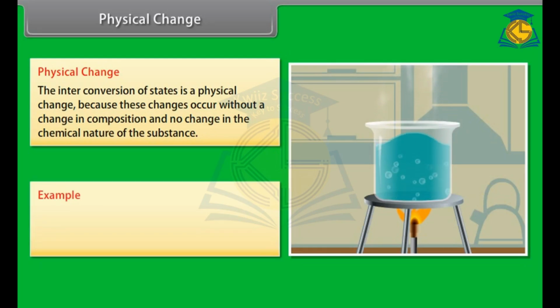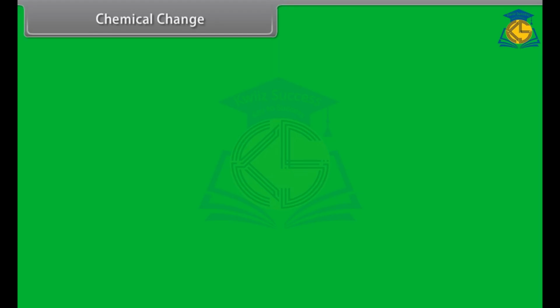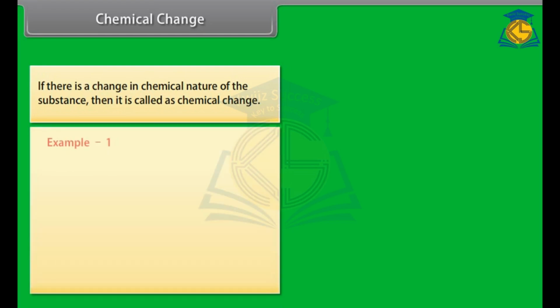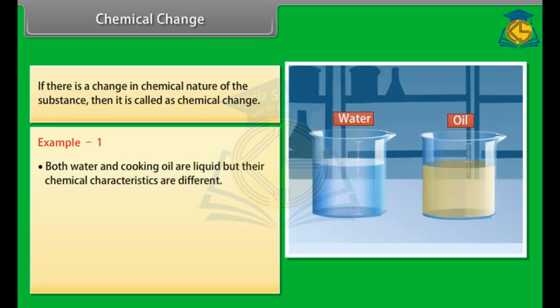For example, although ice, water, and water vapor all look different and display different physical properties, they are chemically the same. Chemical change. If there is a change in chemical nature of the substance, then it is called a chemical change. Example 1. Both water and cooking oil are liquid, but their chemical characteristics are different. They differ in odor and inflammability.